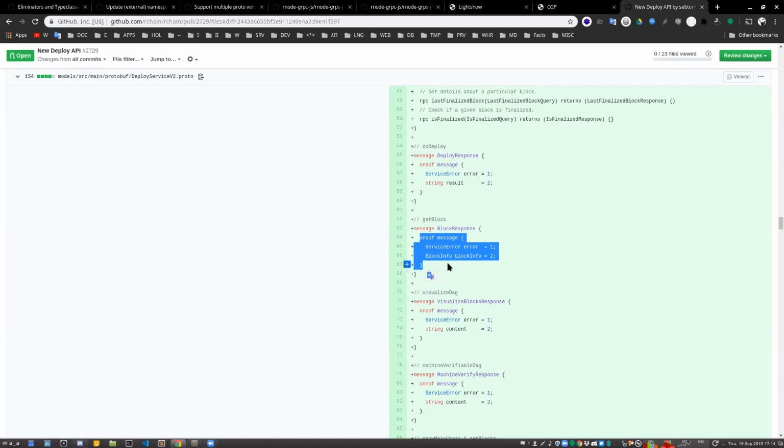Because you don't know. I remember that previously it was just a string and block info. So why should you have oneof messages? Cannot you have just both messages in the response? Why should you have this oneof message part? Oh, you mean just define these two fields without oneof? Yes.